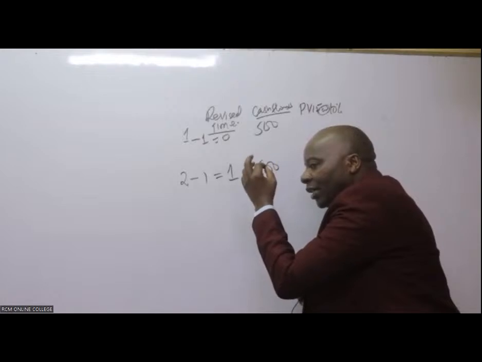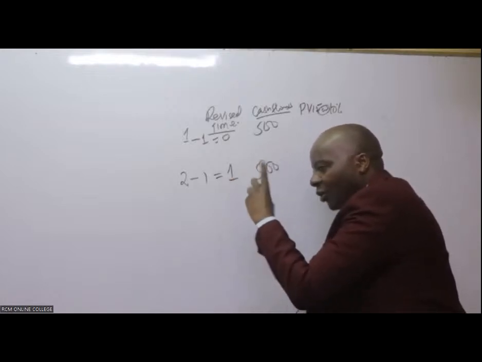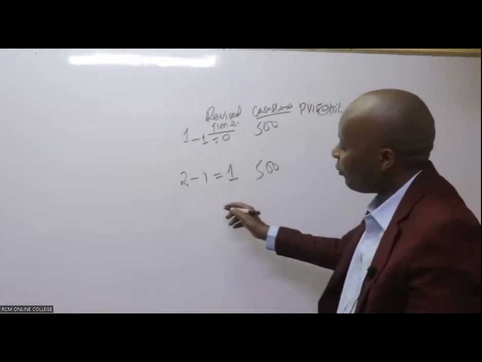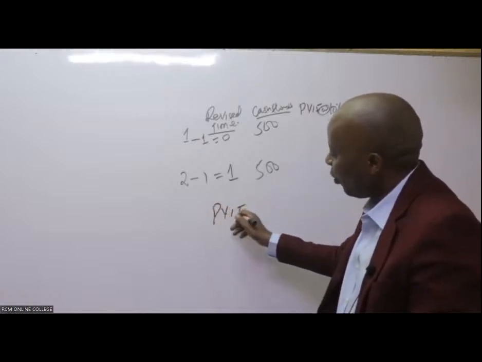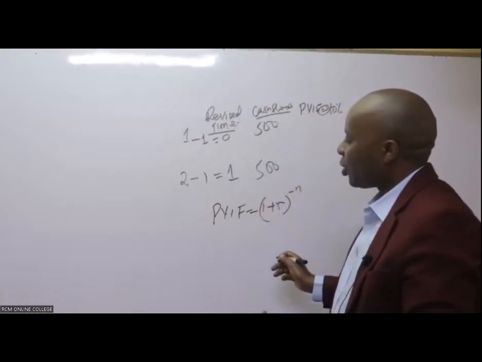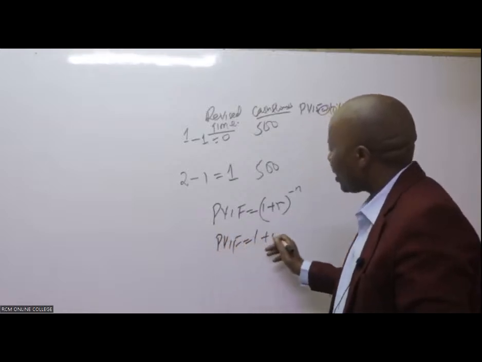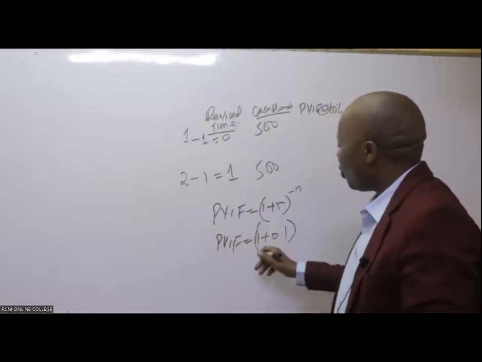Time 0 is today. What do you know of PVF at time 0? Time 0 PVF is always 1. You can even use the formula. We know the PVF formula is (1 plus R) raised to negative n. So PVF here will be 1 plus R, which is 0.1, raised to negative 0.